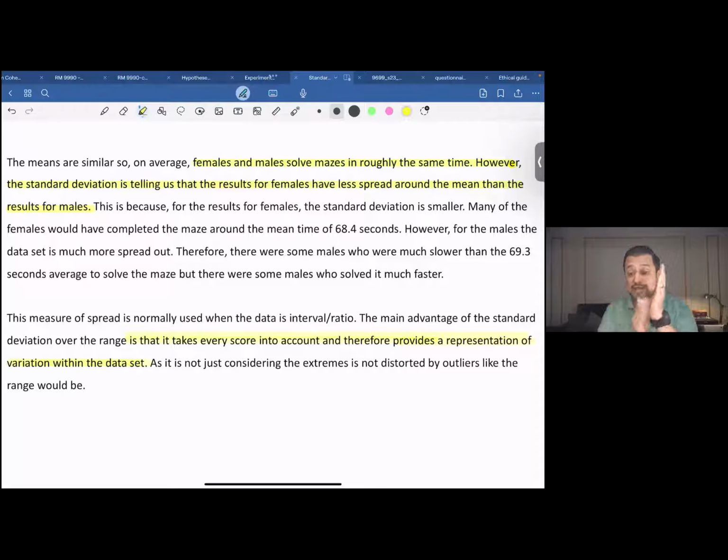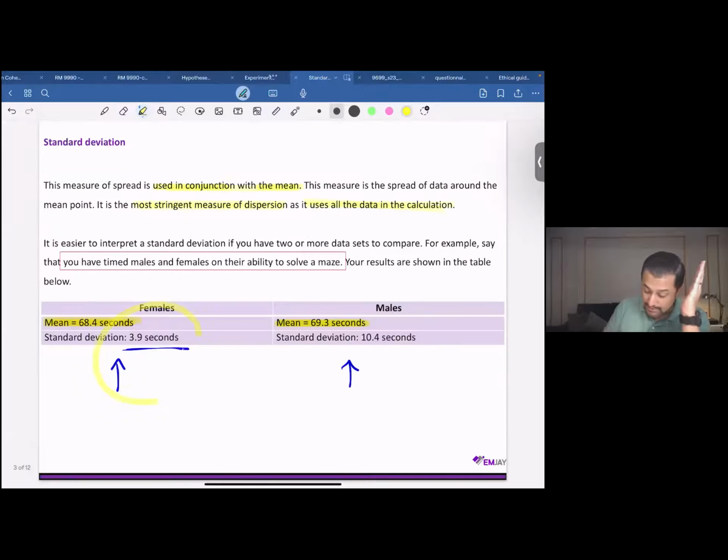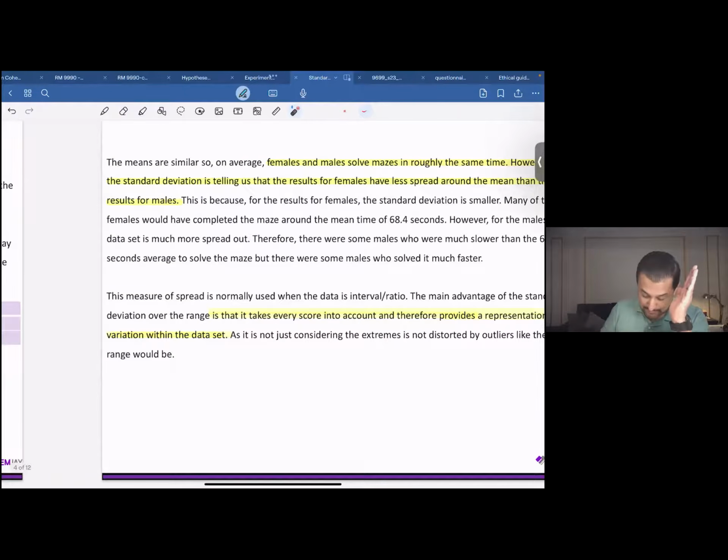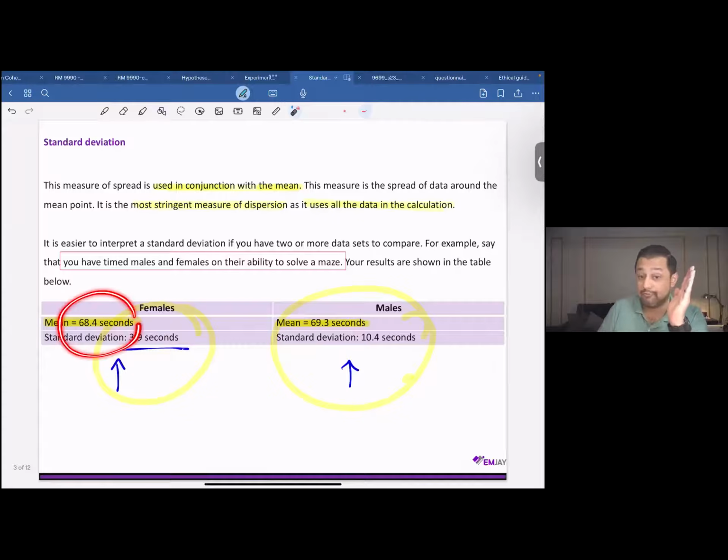Let's just say this hand, the hand with the wristwatch, this is the mean over here, right? For females, the spread is less. For males, the spread is more, right? Now have a look at this. I'm talking about a comparison between these two numbers, right? This is because for the results for females, the standard deviation is smaller. Many of the females would have completed the maze around this mean time of 68.4 seconds. So 68.4 seconds, as we see over here, is the mean time for females.